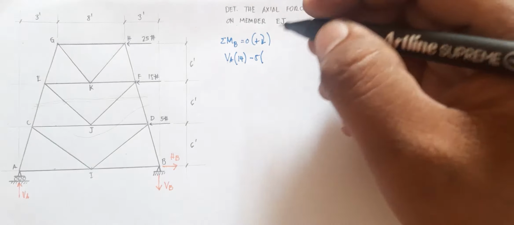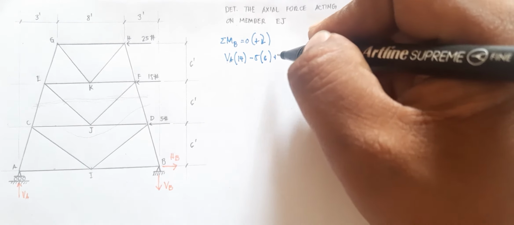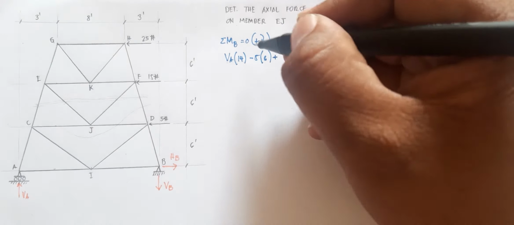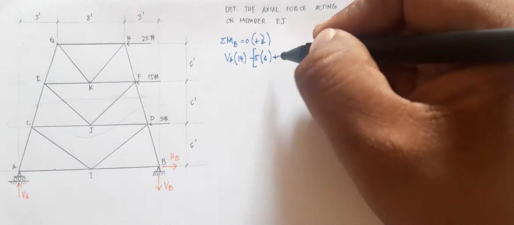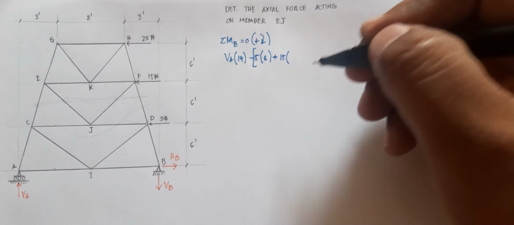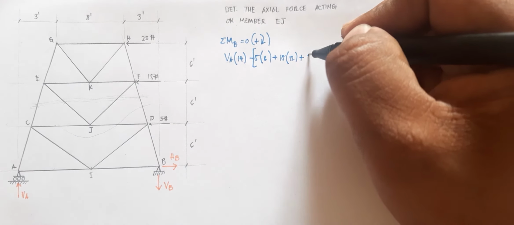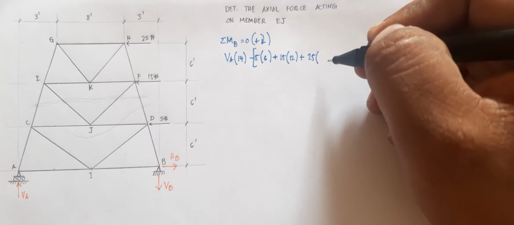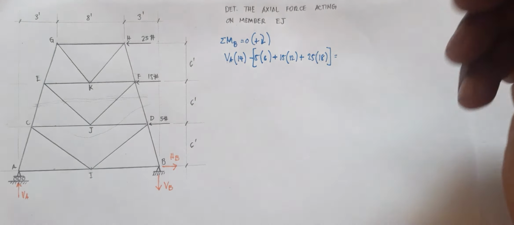Next, minus 5 with a lever arm of 6. Next, you have plus 15, or that can be retained as plus, as long as you place a bracket here. The lever arm for 15 is 12. And last, plus 25, with a lever arm for 25 of 18. It's just a matter of proper grouping symbols.